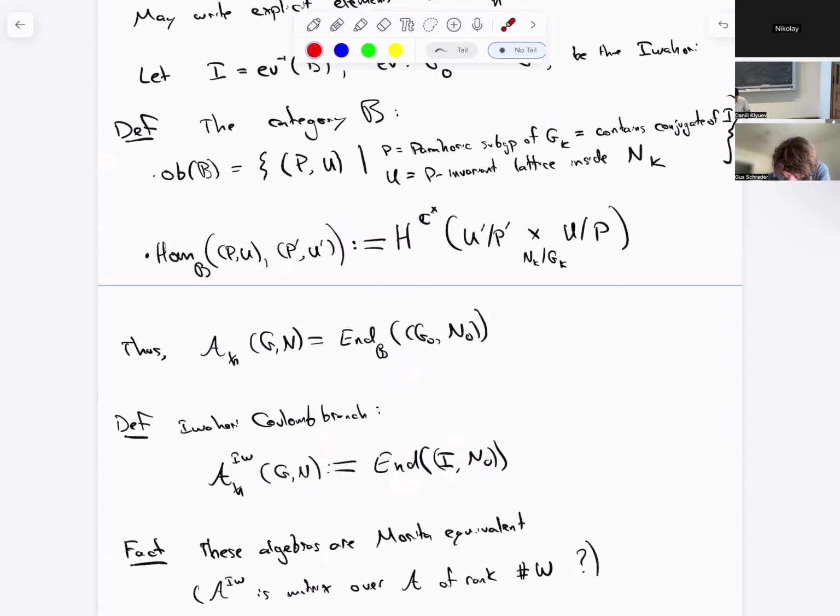This seems like it's a different Iwahori Coulomb branch. It is possible that a priori it's different. And on the other hand, in general, when you have just a pair G comma N, I think this is the only reasonable Iwahori analog of Coulomb branch you can consider. Do you have any comments, anyone?